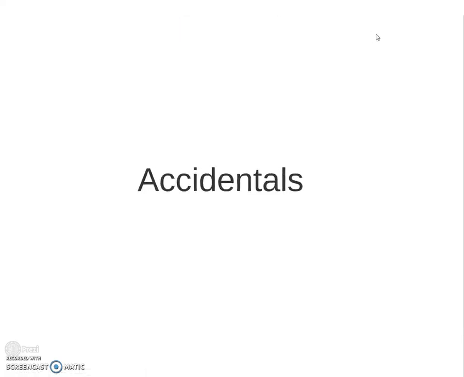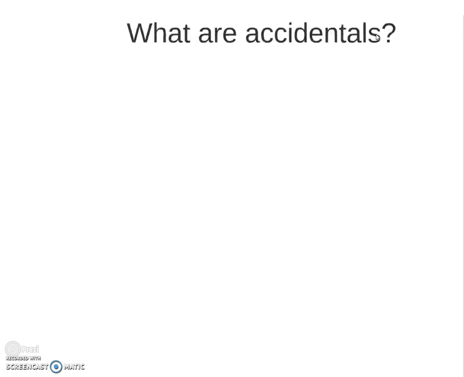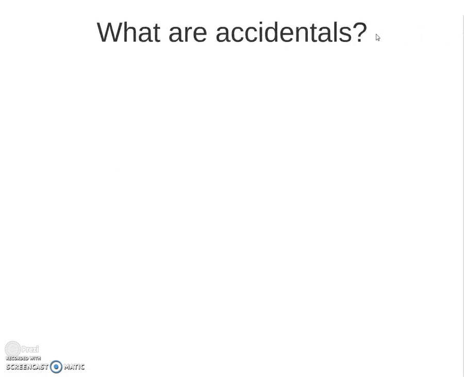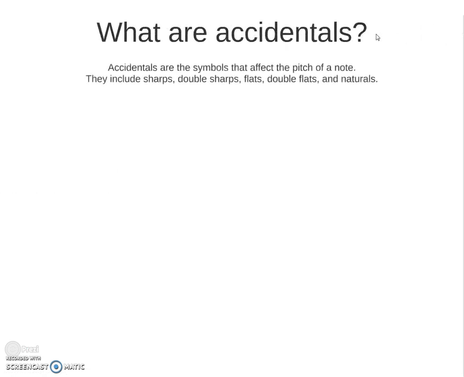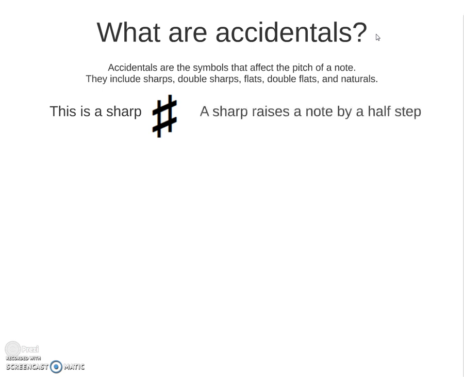Today you're going to learn about accidentals. Accidentals are the symbols that affect the pitch of a note. They include sharps, double sharps, flats, double flats, and naturals. This is a sharp. A sharp raises a note by a half step.